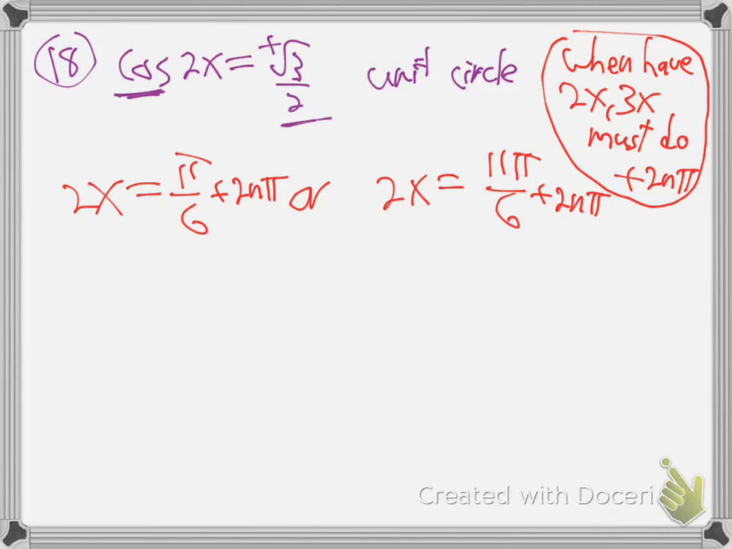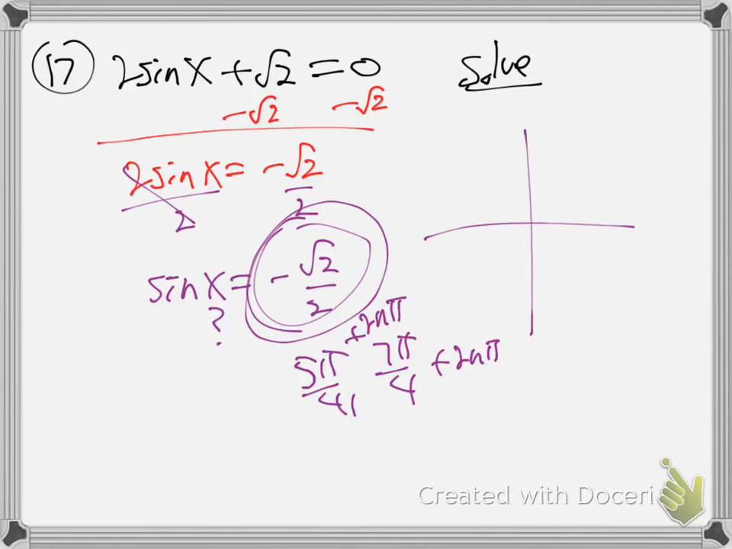So I grab the two off the unit circle, pi over 6 and 11 pi over 6. That's quick. But it's 2x, not regular x. That's the hard part of this question. See, the last one was just regular x, wasn't it? Regular x.